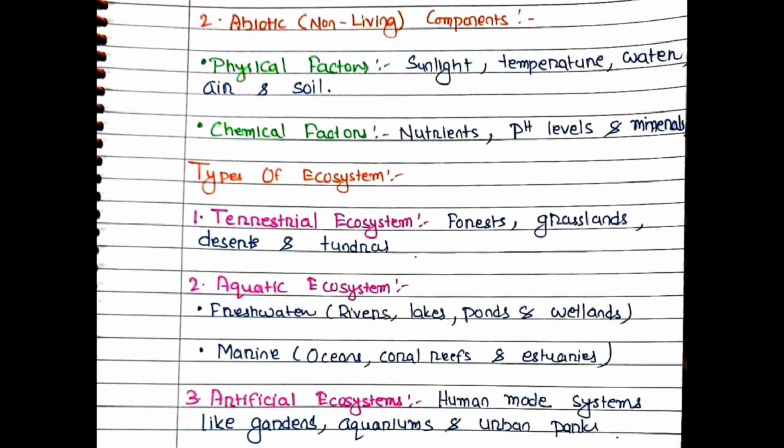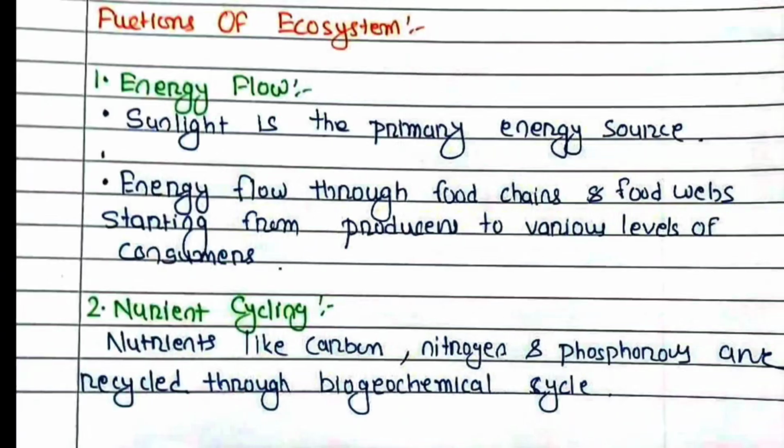Then comes the artificial ecosystem. These ecosystems are human-made systems like gardens or aquariums or urban parks. These are also ecosystems and these are made by humans. So these are known as artificial ecosystems.